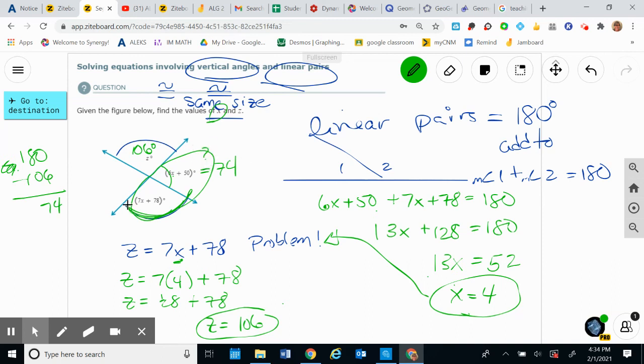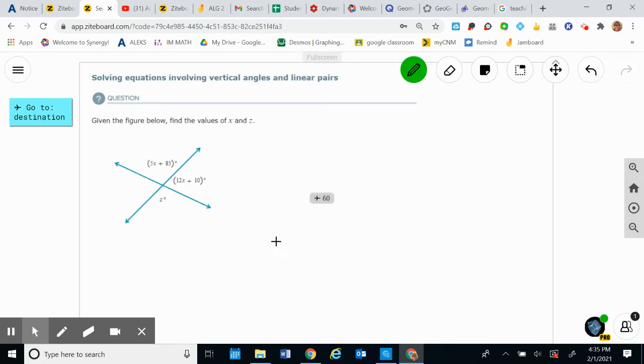Does it? Well, let's plug in the x. 6 times 4 plus 50, that's 24 plus 50. Does that equal 74? Indeed it does. So now we know we got our answers correct. The hardest part about this one is not solving for what you think it's going to ask you for. It's just asking you for the values of the variables.